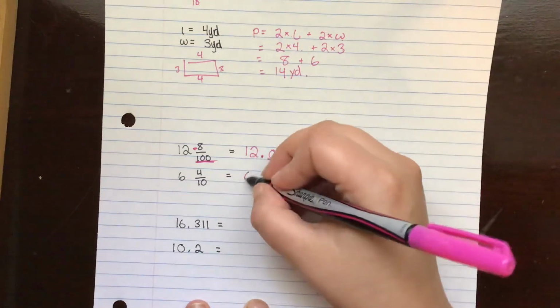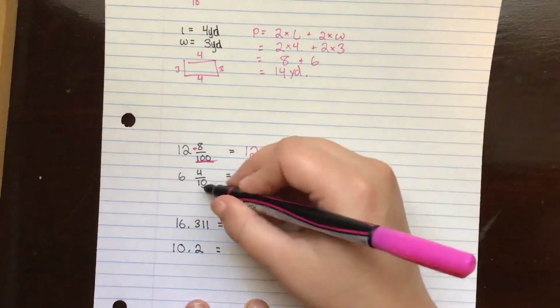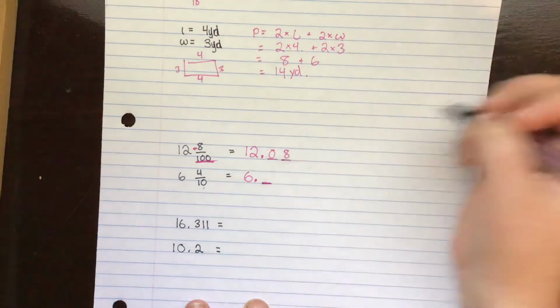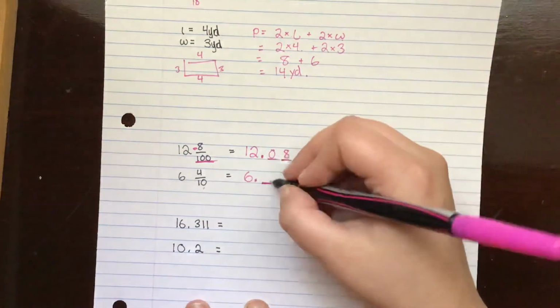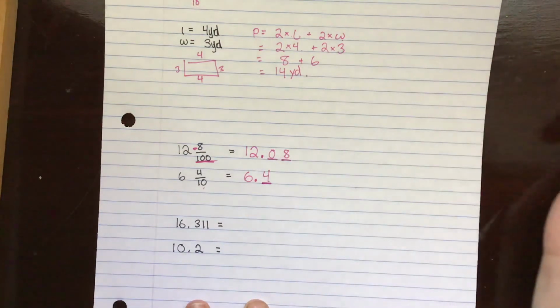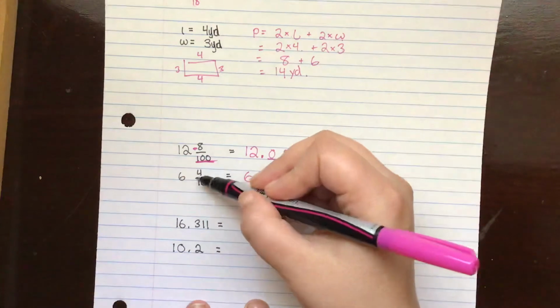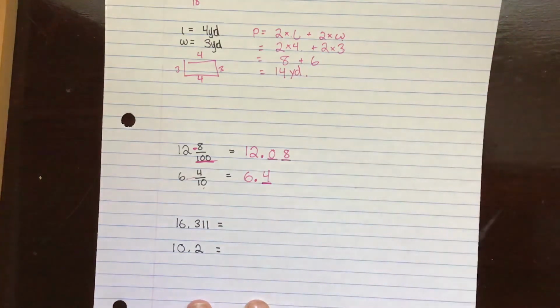This one, I'm going to put my big number, 6 point, and 10th means that we're in the 1 decimal place area, and there's just one number to fill in there, so we put the 4 in there. We always fill in backwards, just because it's an easier way to look at it.